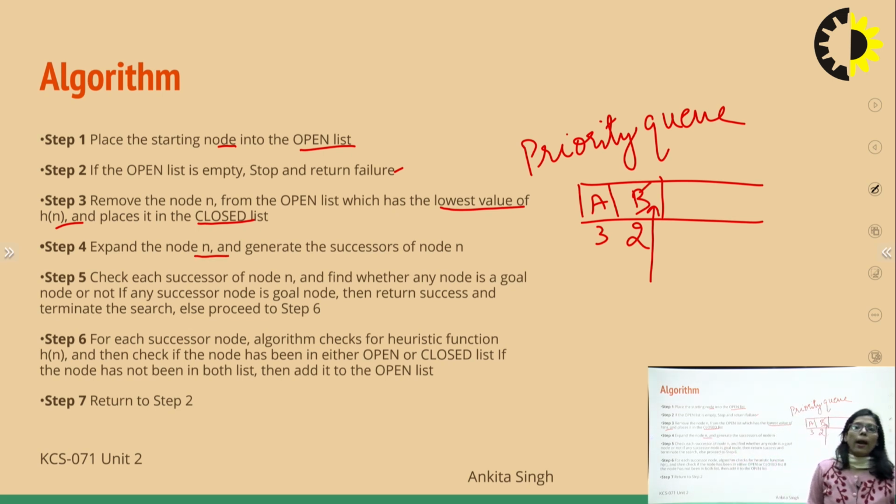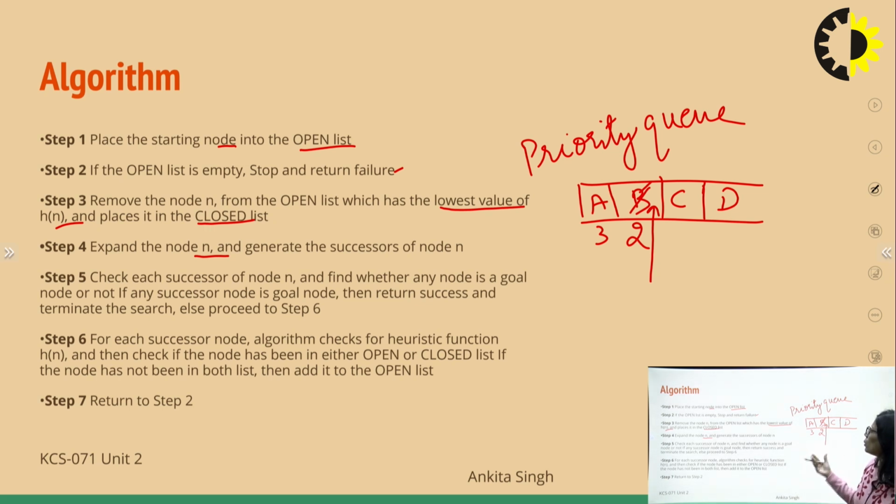What do you mean by expanding that node? Expanding that node means we are generating the successors of that node. So when we are generating the successors, we will check whether we have reached the goal node or not. Suppose we have successors C and D. We will see whether C and D are goal nodes or not. If it is a goal node, we will return success.